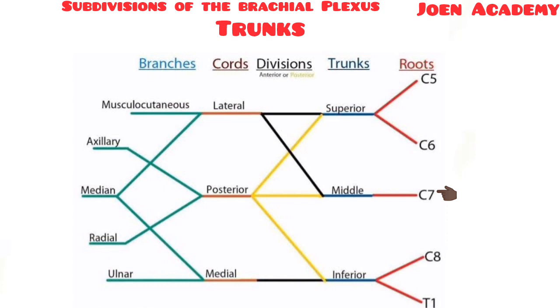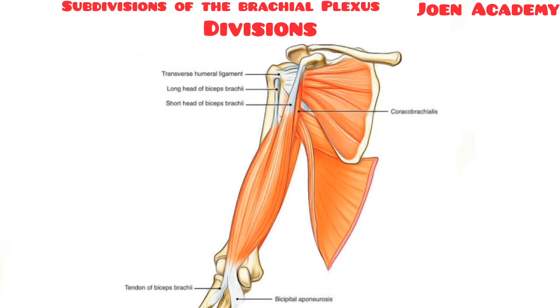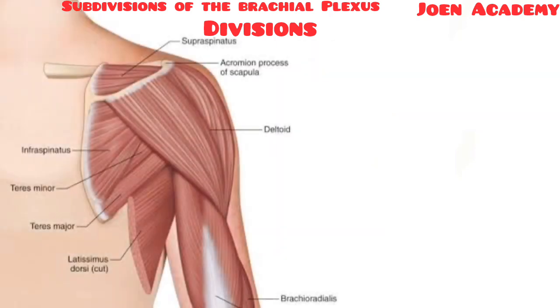The ventral rami of C8 and T1 unite to form the lower trunk. Each trunk splits into an anterior division and a posterior division. This separates the innervation of the ventral and dorsal aspects of the upper limb. The anterior division usually supplies the flexor muscles, while the posterior divisions supply the extensor muscles.